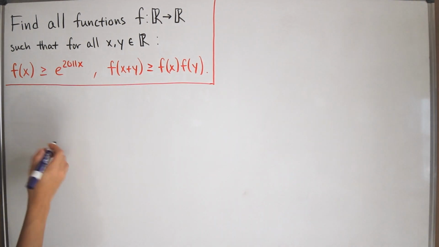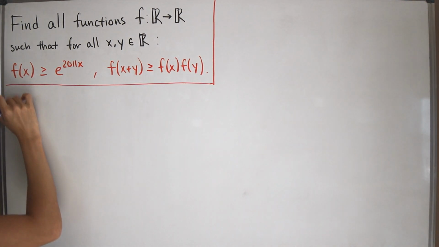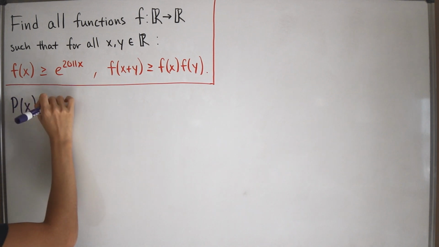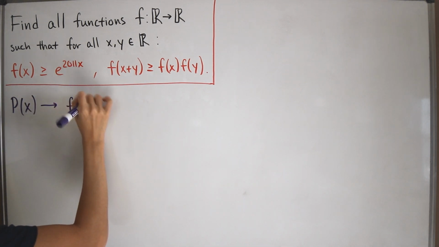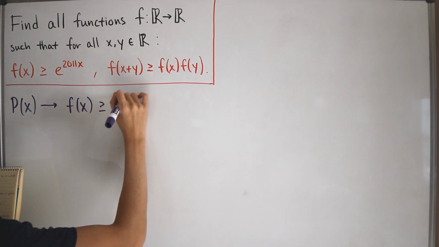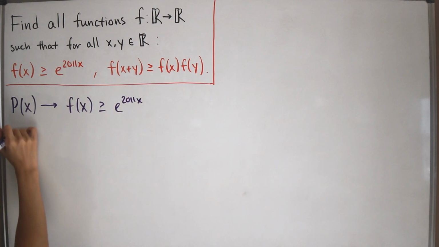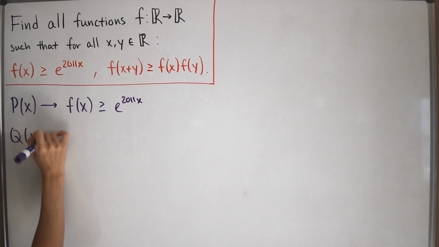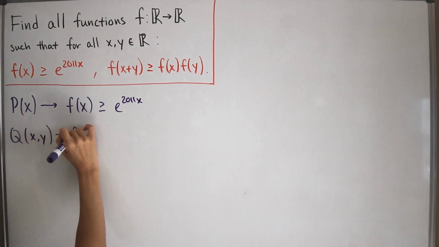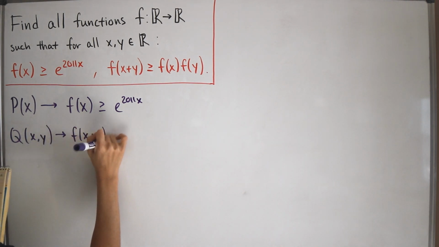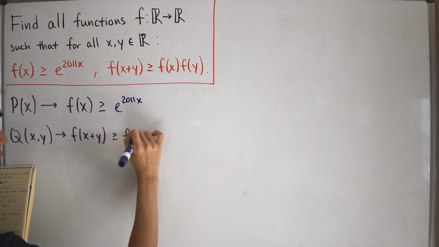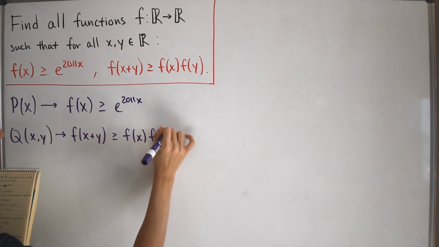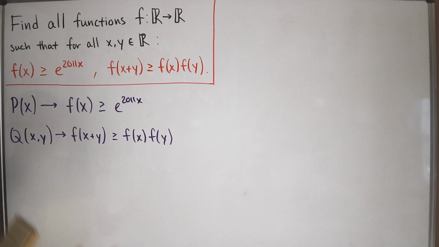As mentioned, I'll let p of x represent our first inequality. So p of x is f of x greater than or equal to e to the 2011 times x, and then we'll let the second statement, supporting two inputs, q of x, y, be f of x plus y greater than or equal to f of x times f of y. So what do we do from here?